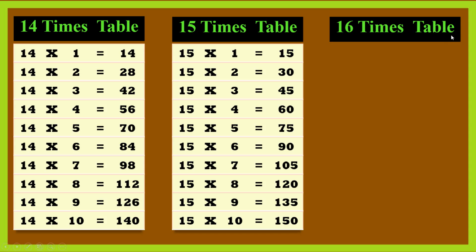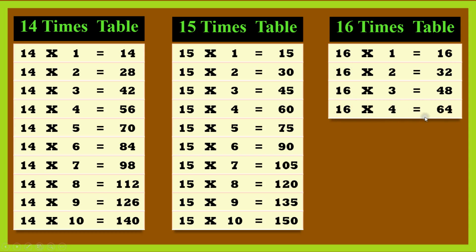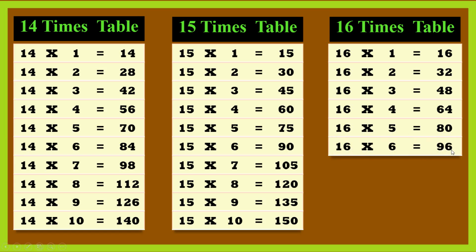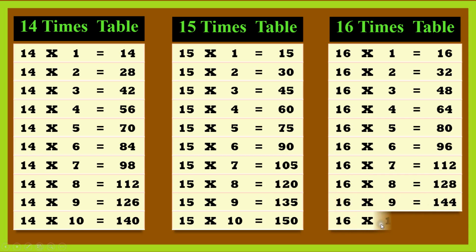16 times table. 16 times 1 is 16. 16 times 2 is 32. 16 times 3 is 48. 16 times 4 is 64. 16 times 5 is 80. 16 times 6 is 96. 16 times 7 is 112. 16 times 8 is 128. 16 times 9 is 144. 16 times 10 is 160.